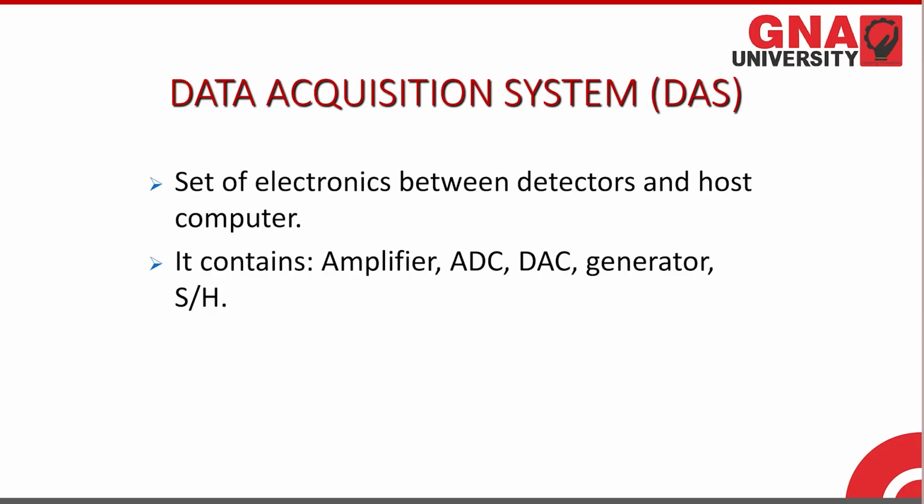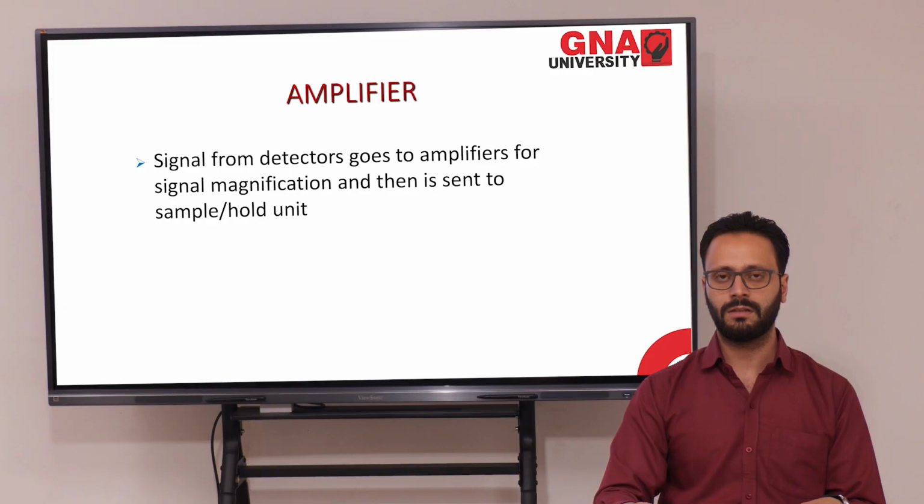So basically the data acquisition system is a set of electronics between the detector and the host computer, and it includes multiple electronic devices like the amplifier, analog to digital converter, which is known as ADC, and then the DAC. DAC is digital to analog converter. Then we have generator and sample hold unit. Let's try to find out the function of each component.